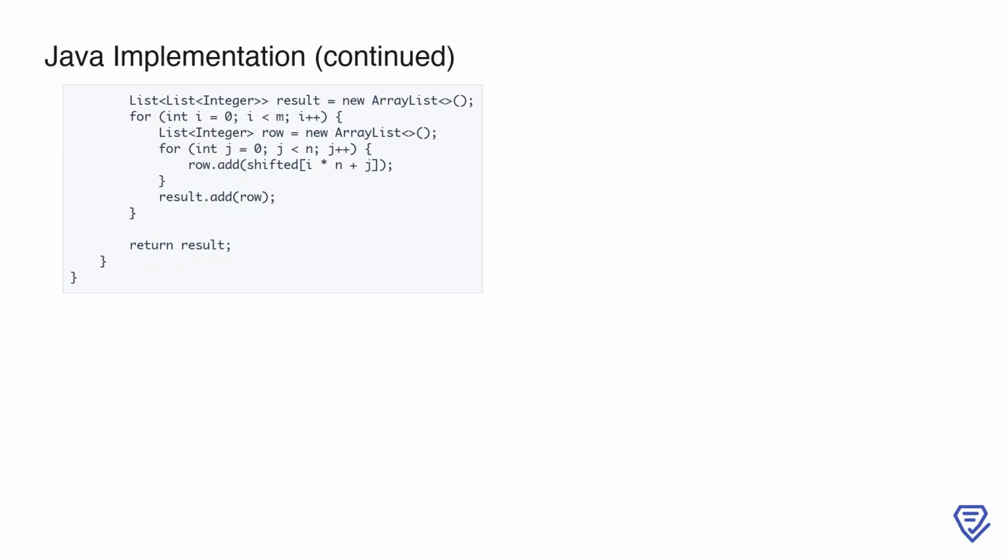Within this row, we use another loop to add the appropriate values from the shifted array by calculating their original positions in the flattened structure. Once the row is complete, we add it to the result list. After processing all rows, the result list represents the fully shifted 2D grid. Finally, we return this result, completing the implementation of the shift-grid method.